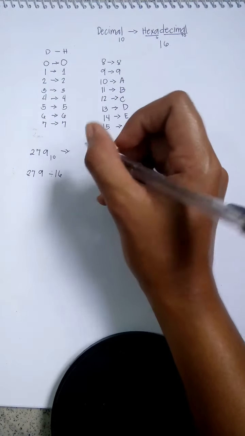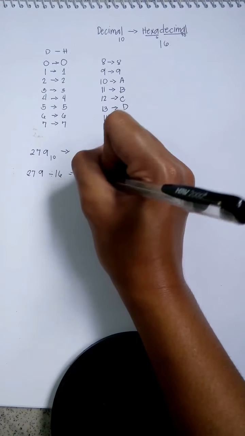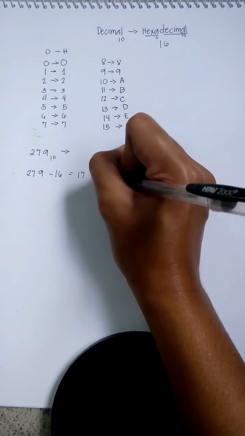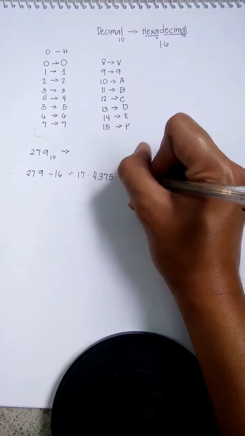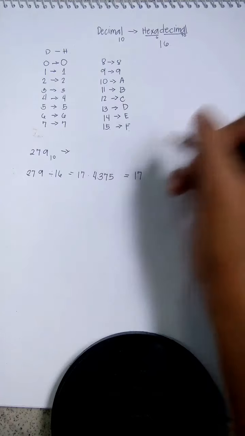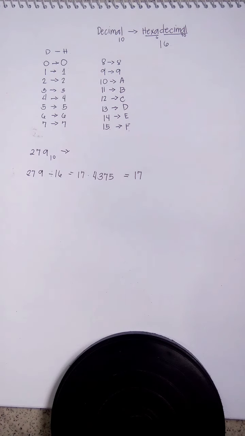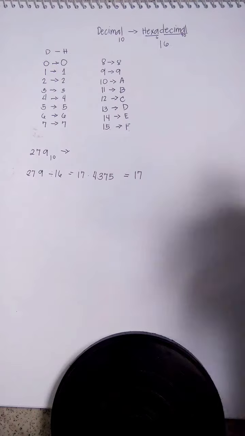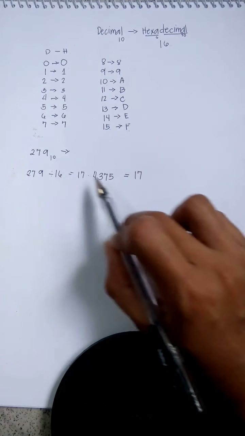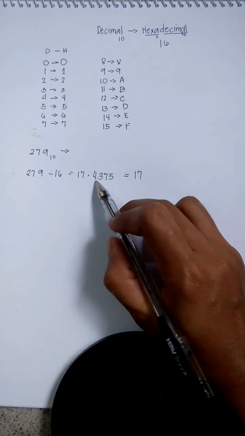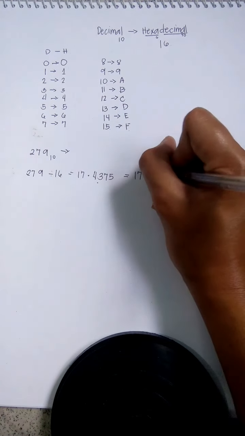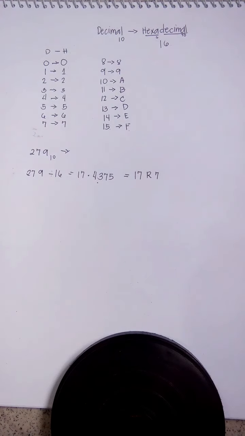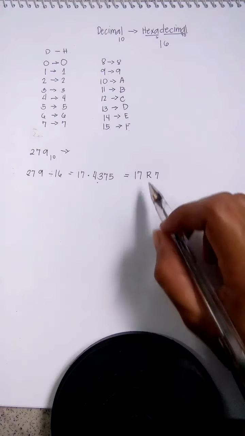And you can get 17.4375. So here we have an integer of 17. And then we need to find a remainder. To find a remainder, multiply 16 by 0.4375. That will give you a remainder of 7.